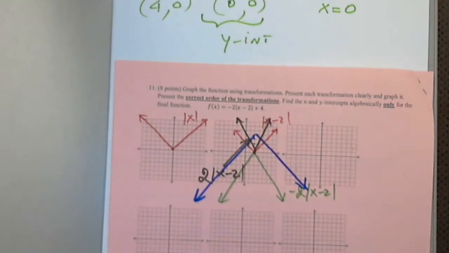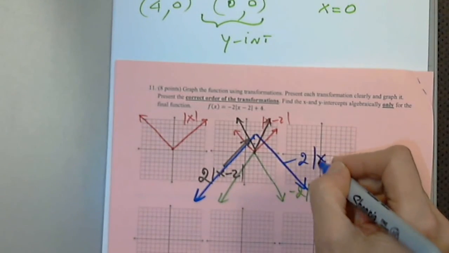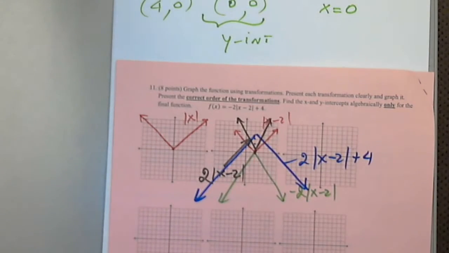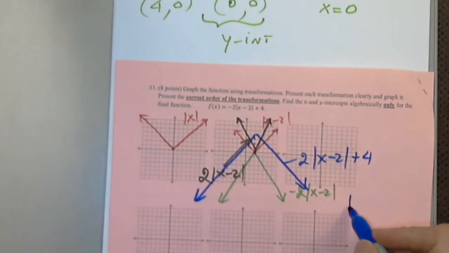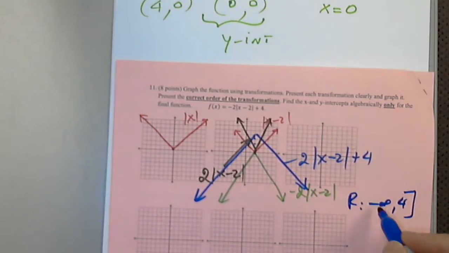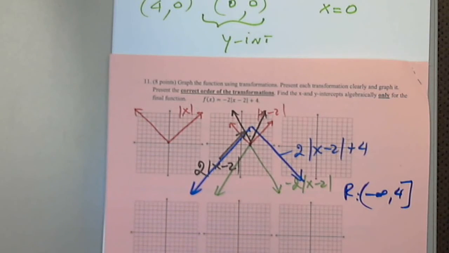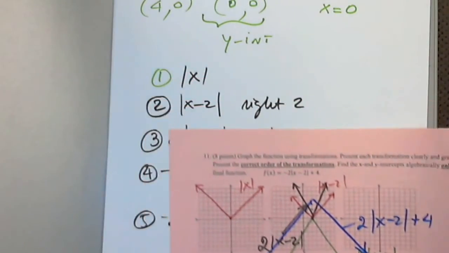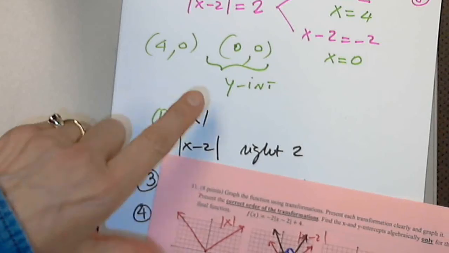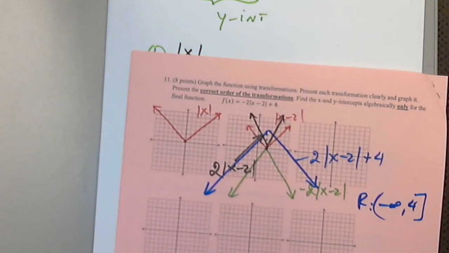I'm going to graph the last function one more time. So negative 2 absolute value of x minus 2 plus 4. Now, from this graph, the blue graph, can you identify the range for us? Exactly. Very good. So the range is negative infinity to 4. Perfect. Now, because I have the x and y intercepts determined algebraically, I'm going to present a very nice graph.